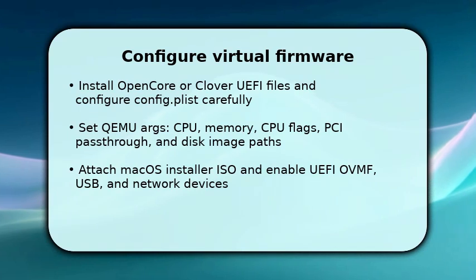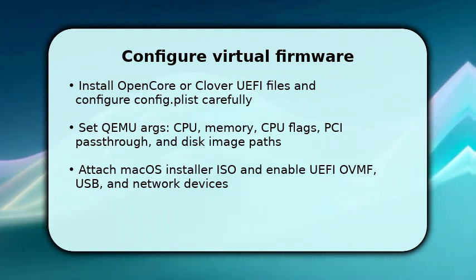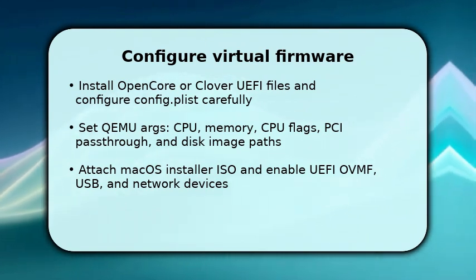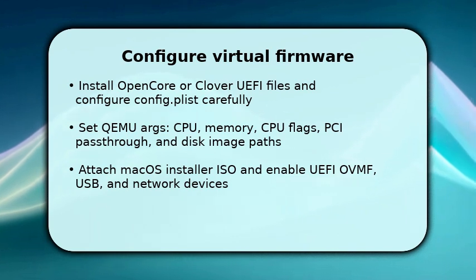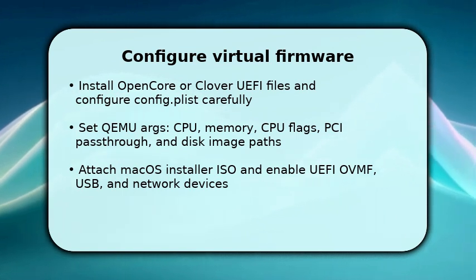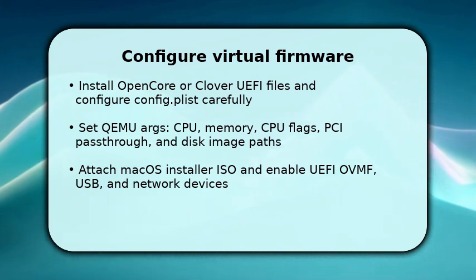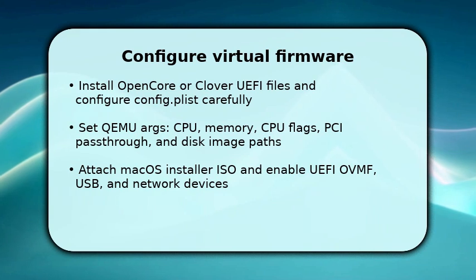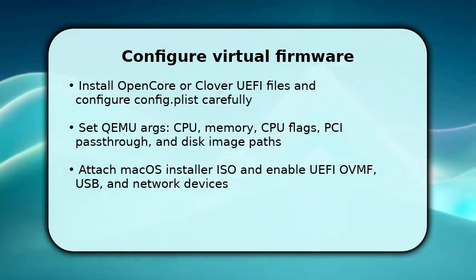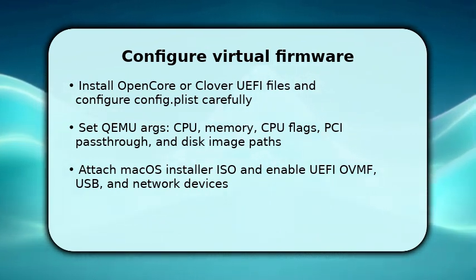You now assemble the virtual machine. Place OpenCore EFI in a FAT partition and edit config.plist to define SMBIOS, boot order, and drivers. This makes Mac OS think it runs on Apple hardware. Then craft your QEMU or VirtualBox VM definition. Set CPU model, enable host pass-through, assign 8 to 16 GB RAM, and attach the QCOW2 disk and installer ISO. Make sure OVMF UEFI is used. Add network and USB controllers, and map PCI devices if you plan GPU or NVMe pass-through for better performance.